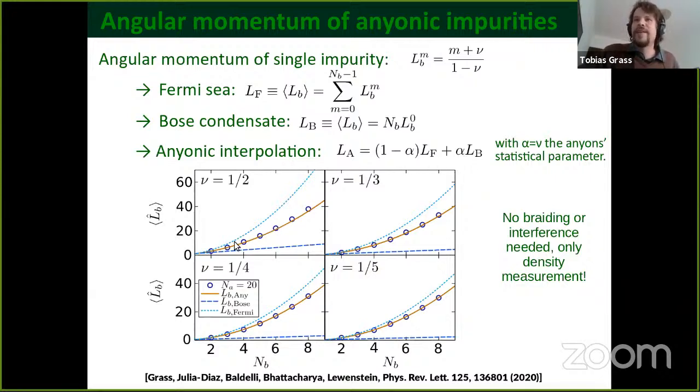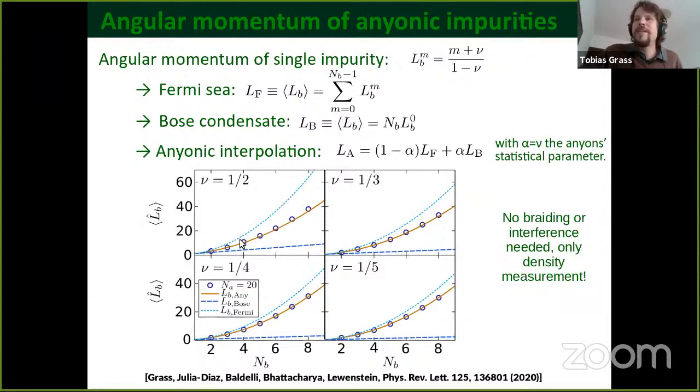And if we look at the numerical data, again obtained from the exact many-body wave functions for NB impurities in a Laughlin liquid at a filling factor 1/2 or 1/3 or whatever, we see that for fermionic impurities, you would expect this behavior as this dashed line, or for bosonic impurities, you would expect that scaling by the lower dashed line, whereas our data points really lie in the middle, and they follow this brown line, which is really given through an interpolation between these two limiting cases, with the interpolation parameter alpha being the statistical parameter of the anions, which is for the Laughlin case exactly the filling factor.